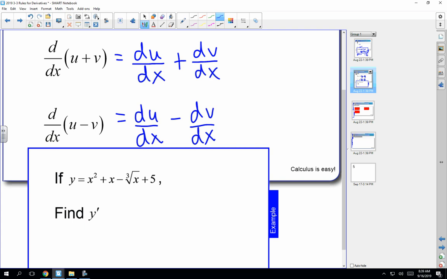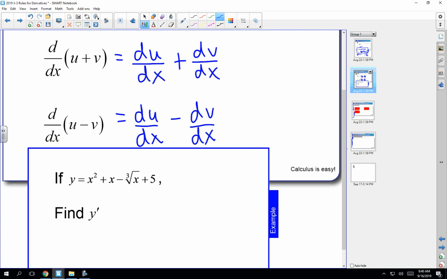All right, so if y equals x squared plus x minus the cube root of x plus 5, find y prime. This is going to use every rule we've seen so far. The constant rule is applied here with the 5. The power rule is applied to each of these three terms. We're going to see the sum of two functions: we take the derivative of each one and then combine them by addition. And then the difference is right here. So this has all four of these rules in this one. Pretty intuitive, I think, that derivatives work over addition and subtraction.